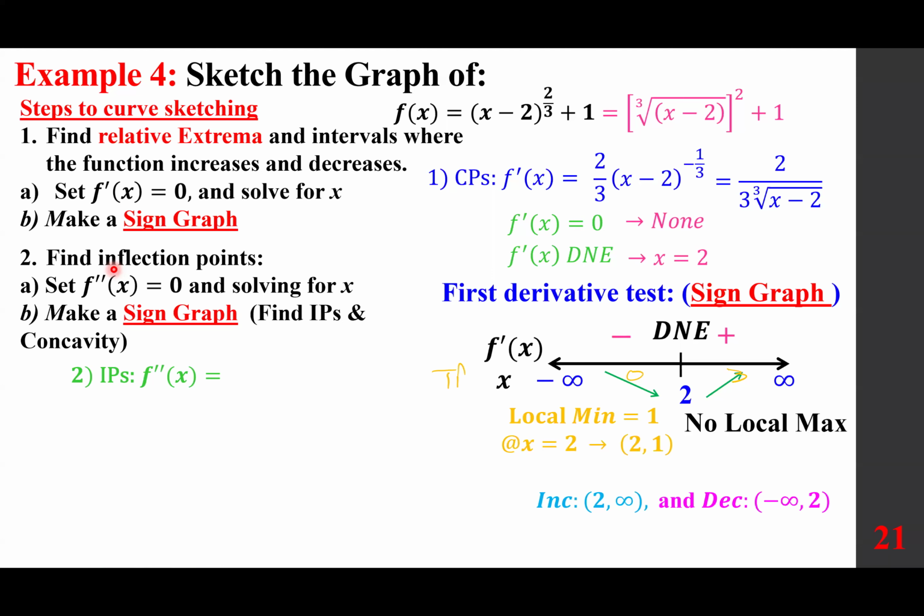So we go back to f prime in this format and differentiate this one. 2/3 times negative 1/3, negative 2 over 9, x minus 2 to the power of, subtract 1, minus 1/3 minus 1 is minus 4/3. So that's f double prime. Negative exponent, take it down, make it positive.